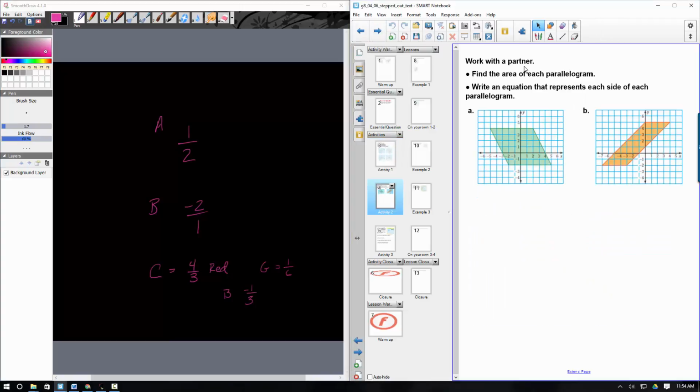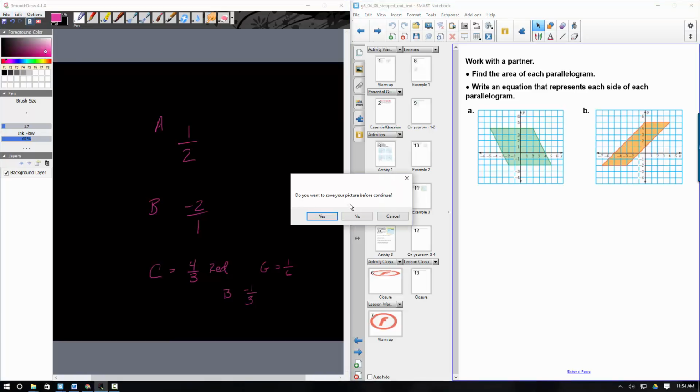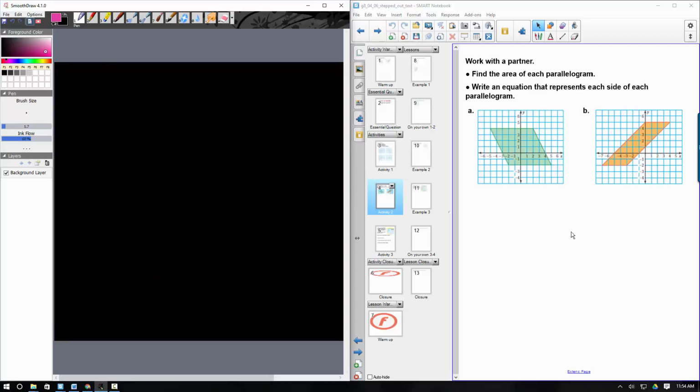It says here, find the area of each parallelogram. And then it says, write an equation that represents each side of the parallelogram. Well, the area one, we've done it before in the past. And to figure out the area, I would just do my length times my width.